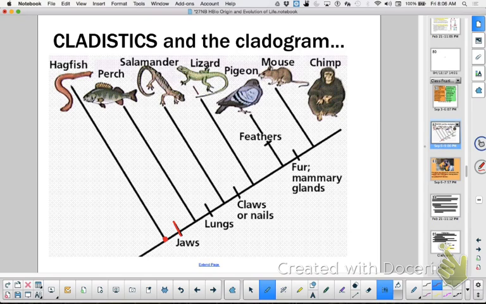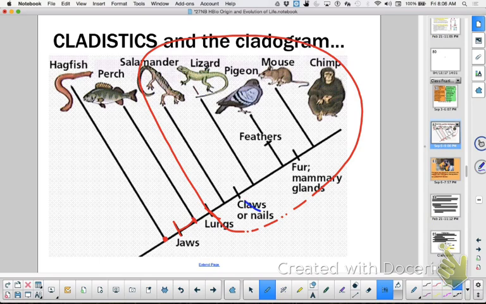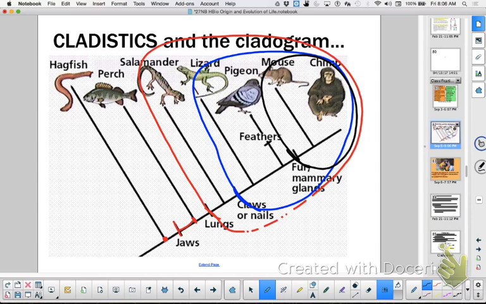Then as we move up here, we have the perch that's sitting up here, but he doesn't get to move up with everybody else because he doesn't have what? Lungs. Because from here on up, all of these guys have lungs. And then you're going to drop off more because from here on up, all of these guys have what? Claws. And then from here on up, these guys all have fur and mammary glands.